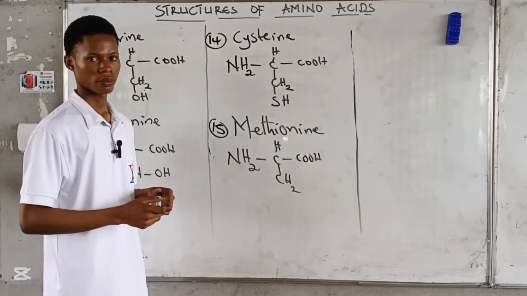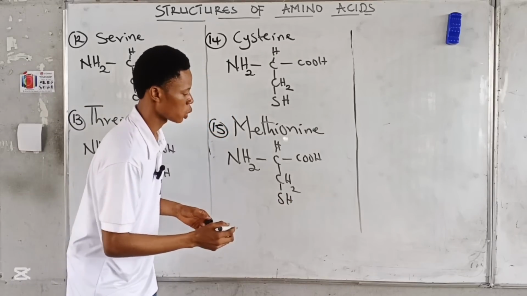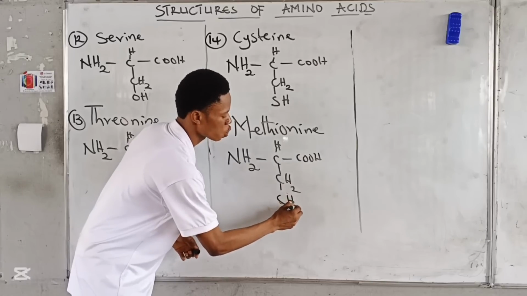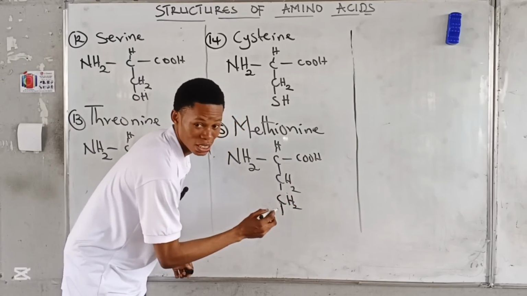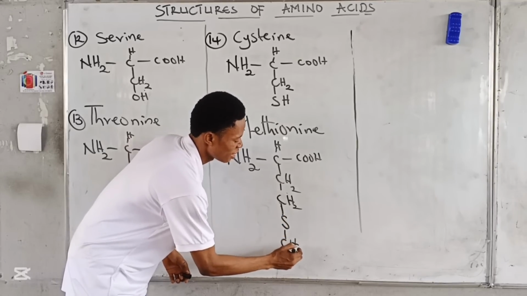But this time, if I add SH, you know it will give me what? 16, right? But I will have to add another CH2. If I want to attach, then the next thing is what? SCH3 again.